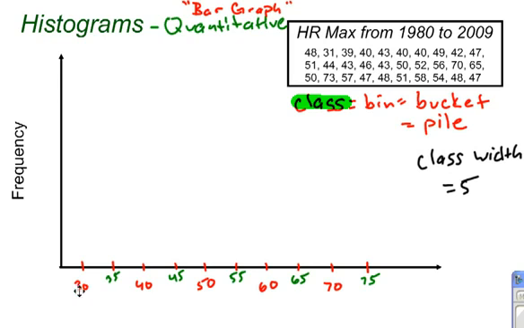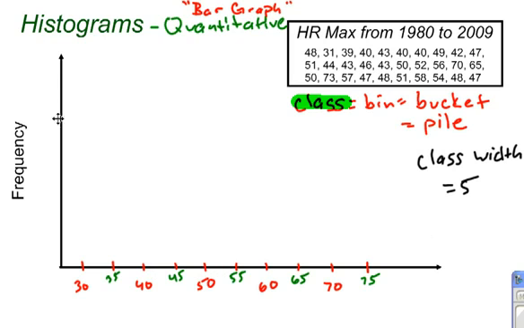Because what you do is you take the lower class limit for each one, you subtract it from the next one. So 35 minus 30 is 5. 40 minus 35 is 5. 45 minus 40 is 5. 50 minus 45 is 5. That's the class width. And every one of your classes needs to have the same width. You don't want to start at 30 and go 30 and then 35 and then jump all the way to 42 and then go from 42 to 51 and then from 51 to 54. All of your class widths need to be the same.